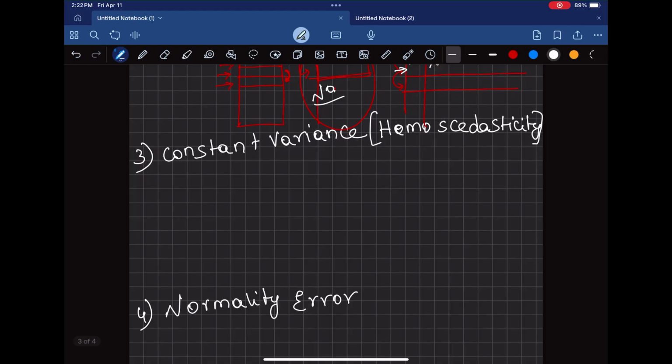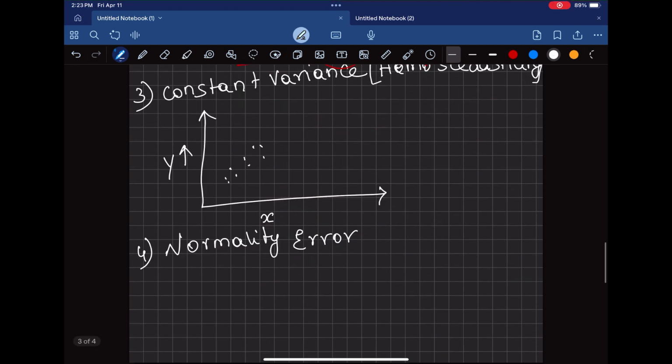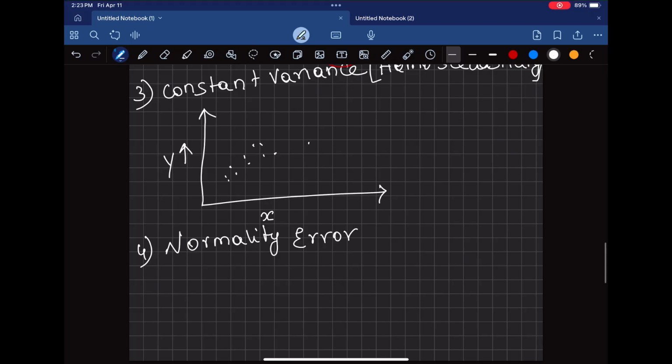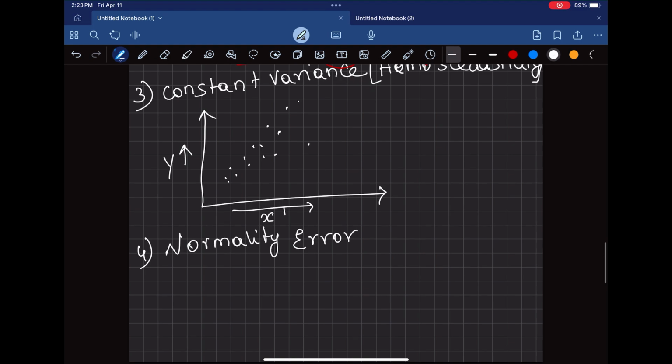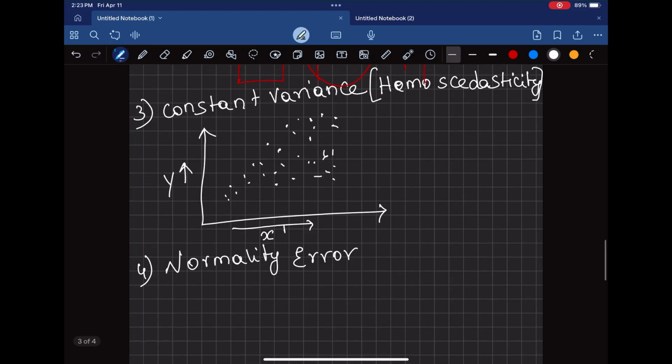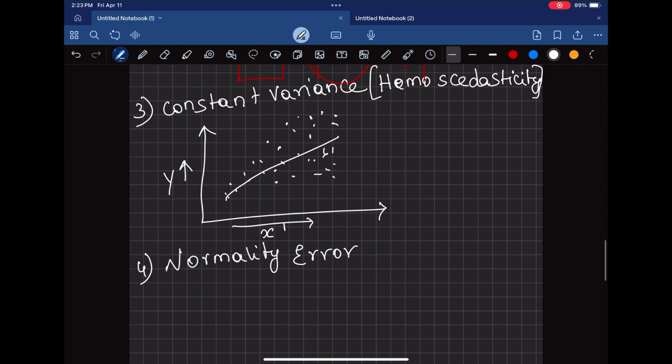Now let's talk about the third one, which is homoscedasticity. It means there should be no heteroscedasticity. It means there should be constant variance. Let me draw the x and y. So this is the feature and y is the predicted variable. The data should be spread constantly, like linearly, and the spread should not increase. If the x value increases, and the data point spread increases, this is called heteroscedasticity, so it should be homoscedasticity.